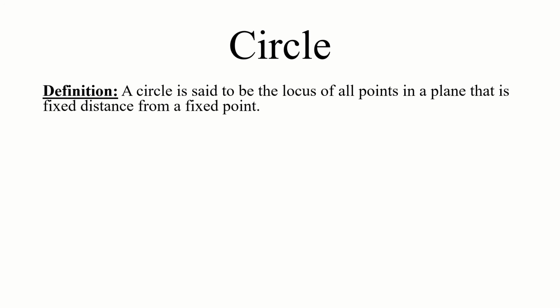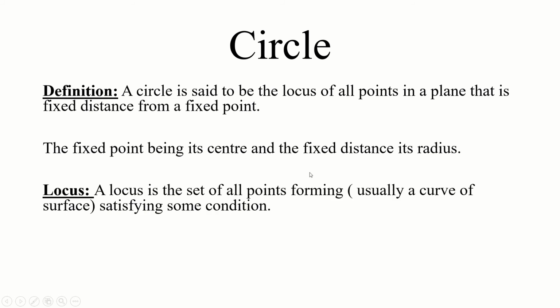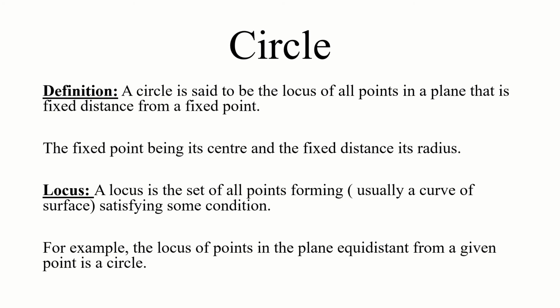Here is the definition. A circle is said to be the locus of all points in a plane that are a fixed distance from a fixed point. Here, the fixed point is its center and the fixed distance its radius. But here is another word, that is locus. What is locus? Locus is the set of all points satisfying some condition. For example, the locus of points in the plane equidistant from a given point is a circle, because from center to circumference it is always equal.